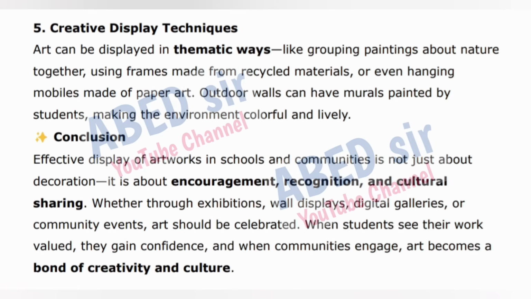5. Creative display techniques. Art can be displayed in thematic ways, like grouping paintings about nature together, using frames made from recycled materials, or even hanging mobiles made of paper art. Outdoor walls can have murals painted by students, making the environment colorful and lively.